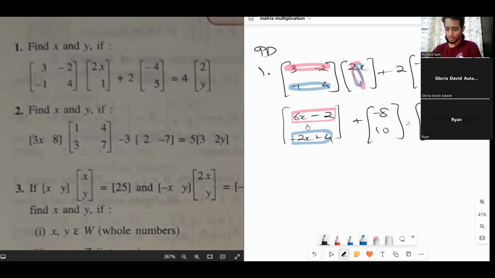Now you will take each value. So this value plus this value is equal to this. That's your first equation. 6x minus 2 without the matrix. You're just writing as an equation. 6x minus 2 plus -8 is equal to 8. This is your first equation. Solve this to find x. Then your second equation has x and y. So substitute x in that to find y.